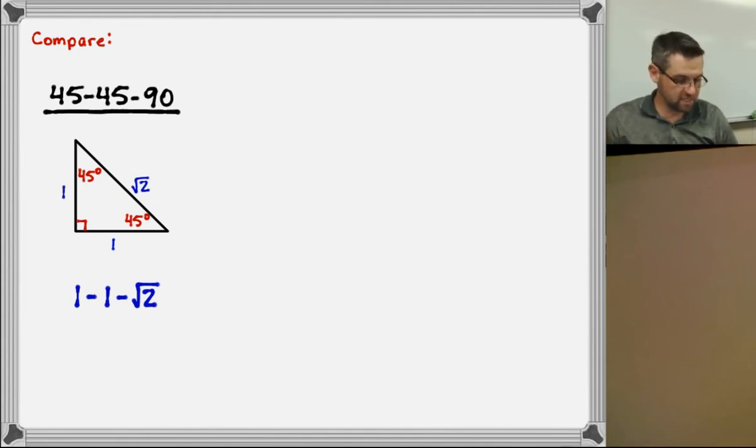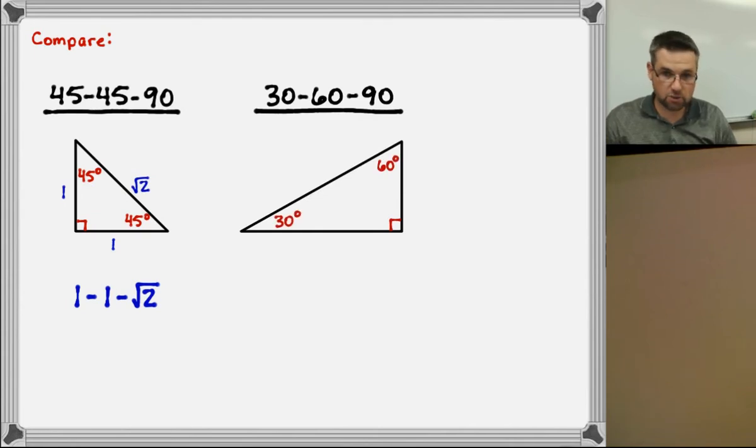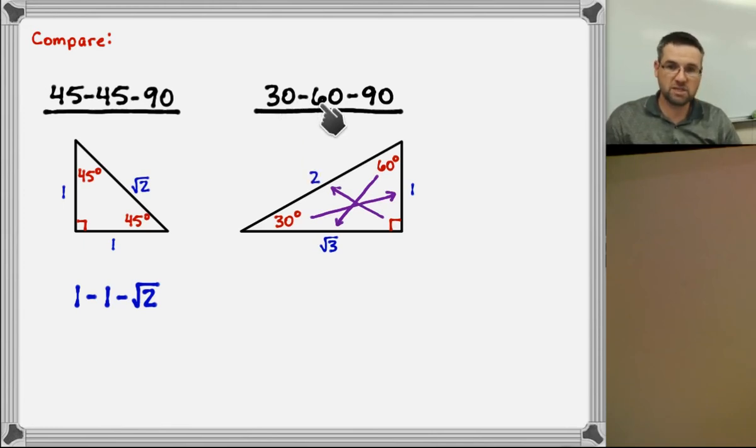For a 30, 60, 90, we have, there's our 30, 60, 90 degrees. Remember, the 2 is across from the hypotenuse. The 1 is across from the 30, and then the rad 3 is across from the 60. So if I'm going to put them in order, right, since I have 30, 60, 90, I'm going to put them in the same order. What goes across from the 30? The 1 does. What goes across from the 60? The radical 3 does.